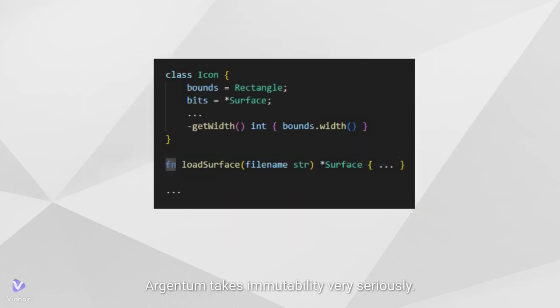Argentum takes immutability very seriously. It has a special type, reference to immutable object, and a special class of methods that cannot modify the object on which they are called. Here icon owns the immutable surface instance. And here this function returns an immutable surface. This method can be called on both mutable and immutable instances.